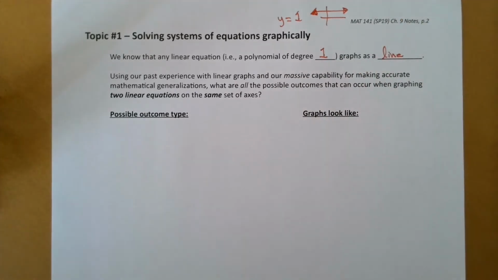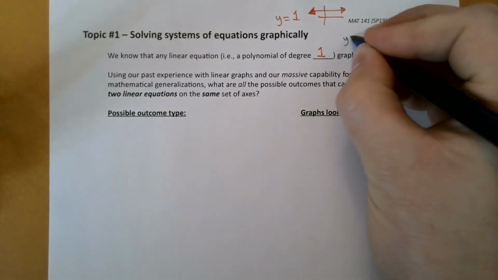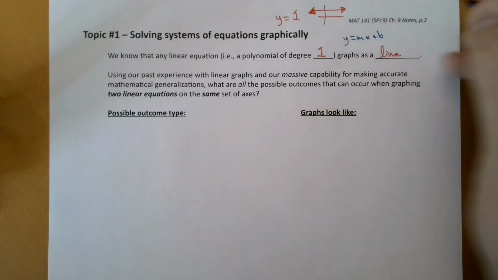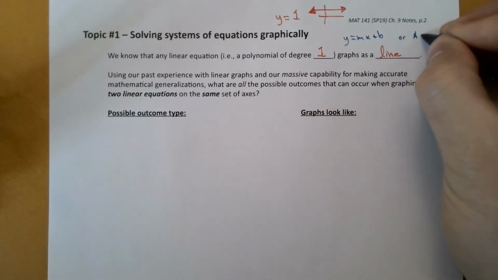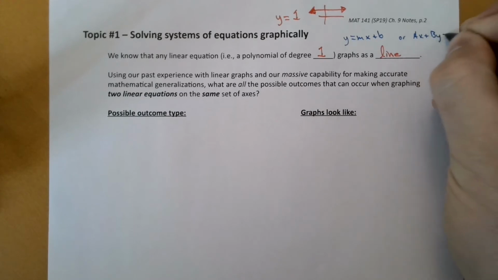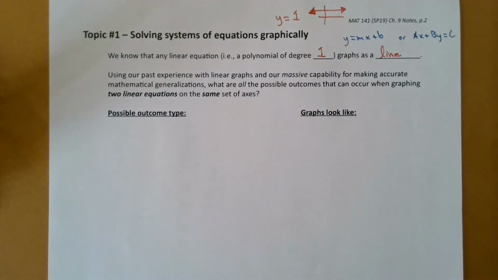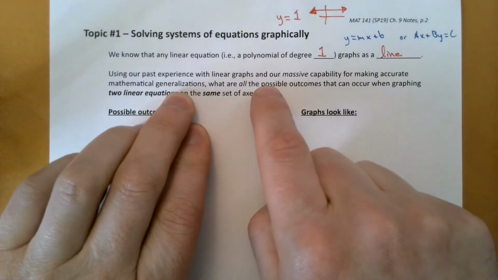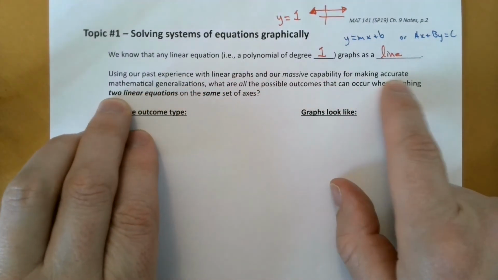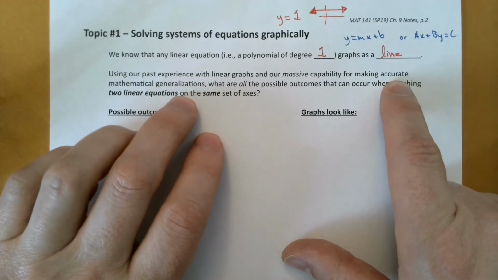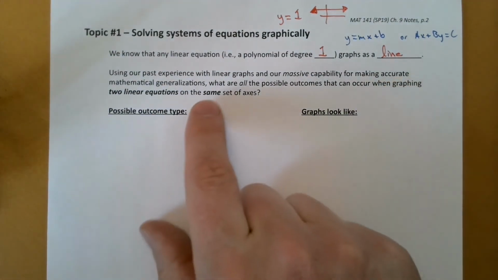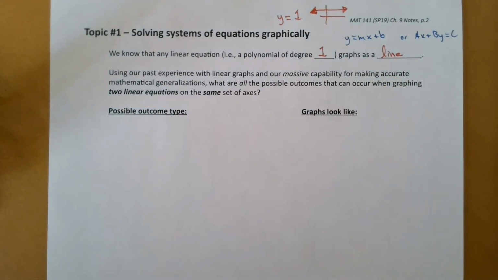We often think about these equations in the form of y equals mx plus b, that's slope-intercept form, or ax plus by equals some value c, that's standard form. There's other forms of it. So we're going to use our past experience with linear graphs and our massive capability for making accurate mathematical generalizations. What are all the possible outcomes that occur when graphing two linear equations on the same set of axes?